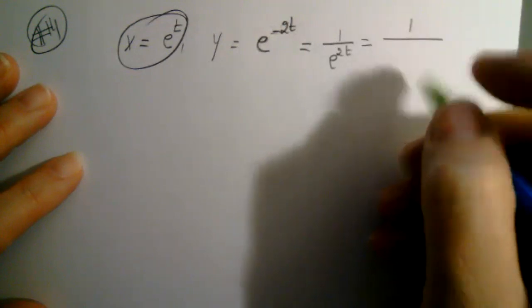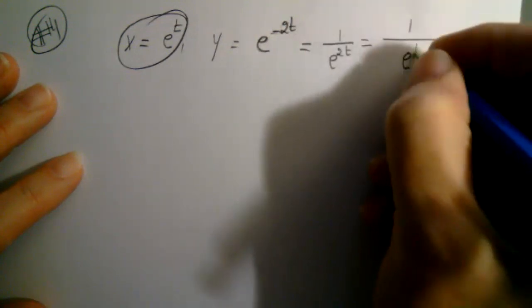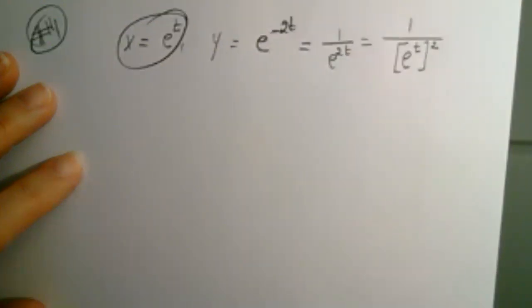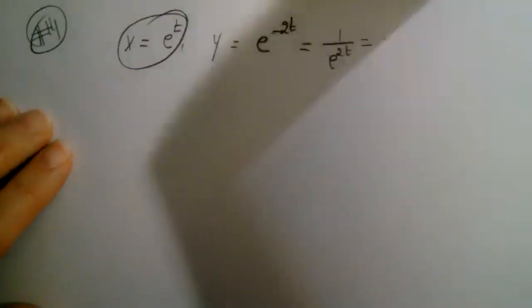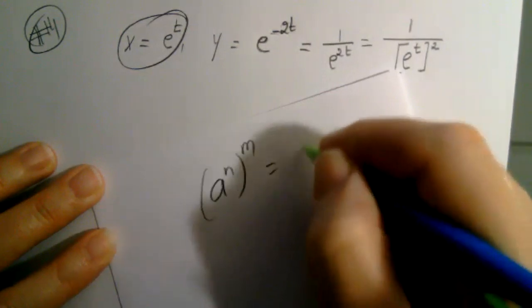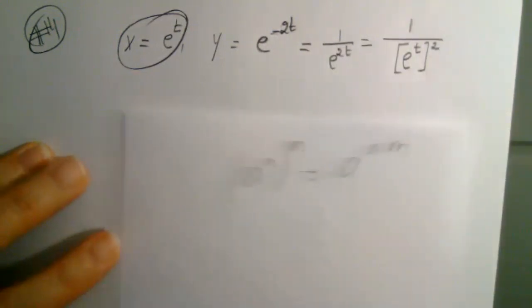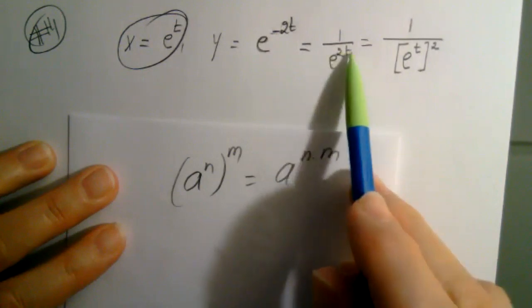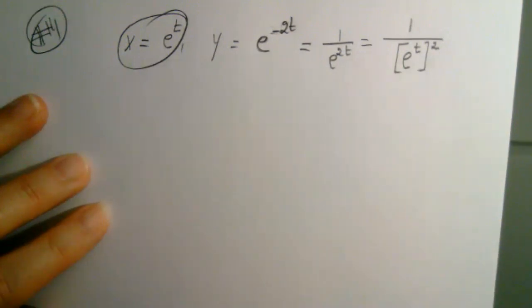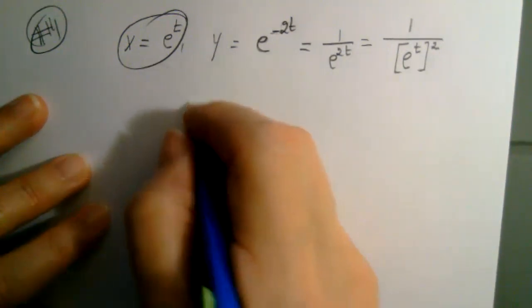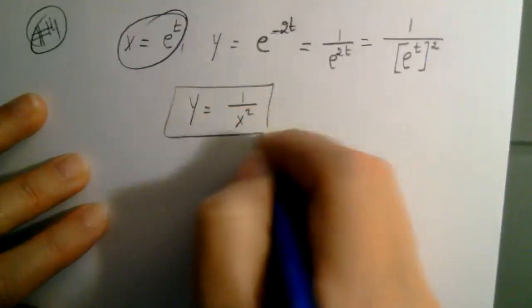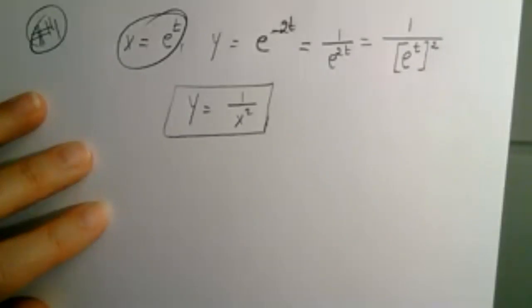So e to the 2t, we're writing it as e to the t, the whole thing squared. That's the property of exponents, because we know the property of exponents: a to the n, to the power m, is a to the n times m. So this is the power rule I'm using. E to the 2t, I rewrote it as e to the t squared. And of course we did that because we want to relate the x and the y. So this will give me y is 1 over x squared.